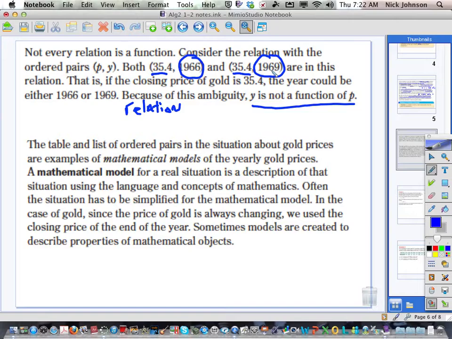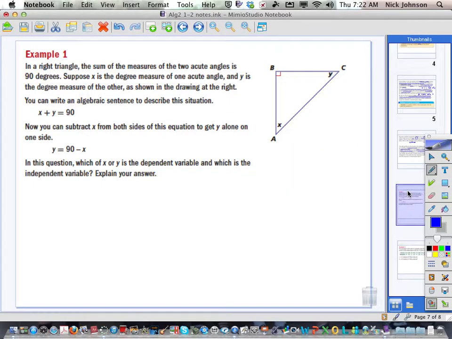The table and list of ordered pairs in the situation about gold prices are examples of mathematical models. You're going to see a bunch of mathematical models from here on out of yearly gold prices. A mathematical model for a real situation is a description of that situation using language and concepts of mathematics. So sometimes you're going to have to decipher these mathematical models and determine what is going on in them. Let's get into our examples.